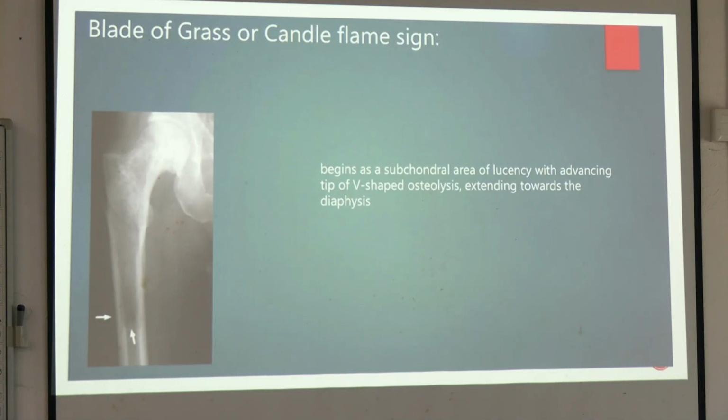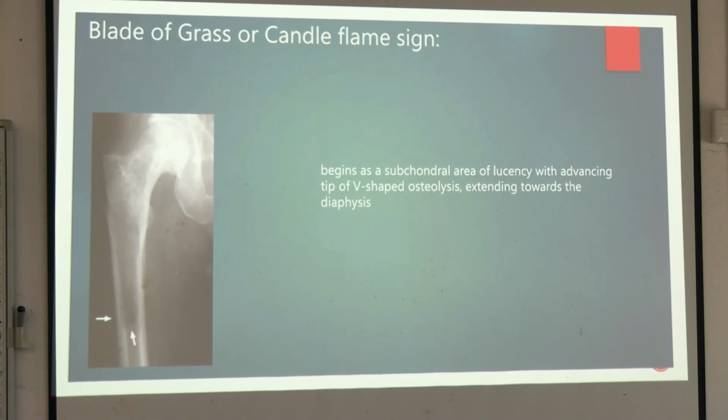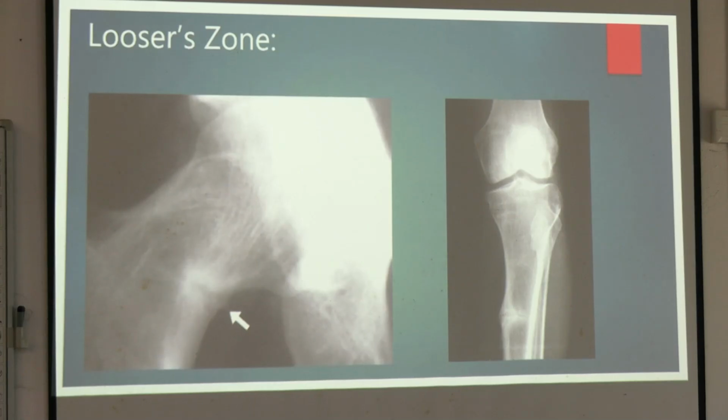Next comes the blade of grass sign, which you are seeing here. The bone has become hypodense on the above. So here you can see an inverted V sign or the candle flame sign. So this is known as the inward blade of grass or the candle flame sign, again a finding of Paget's disease.